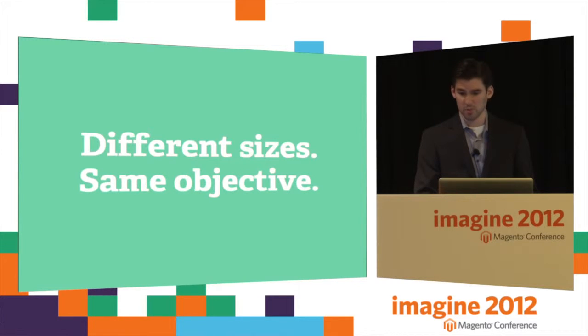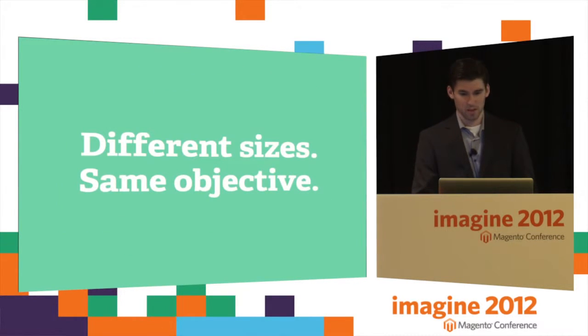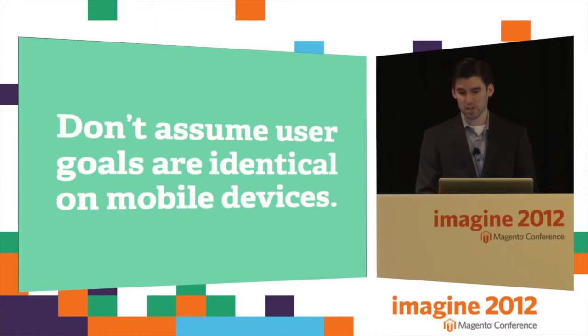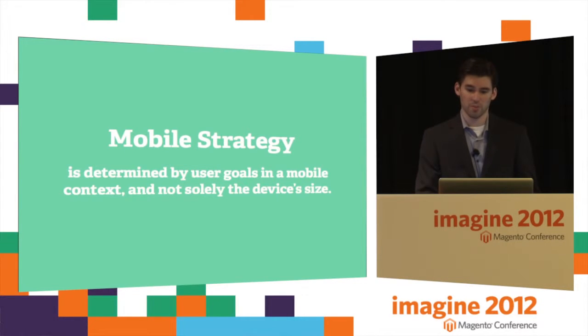Apply the Daisho principle to websites, and you have a small screen strategy. Tachi is desktop access, and Tanto is small screen access. Together, they cover specific known needs. But don't assume your user's context or goals are identical on mobile devices. You should stop thinking about mobile as a small website on a tiny computer, because it's really a deeply embedded system of engagement, and that has really huge implications. Mobile strategy is determined by user goals in a mobile context, and not solely by the device's size.